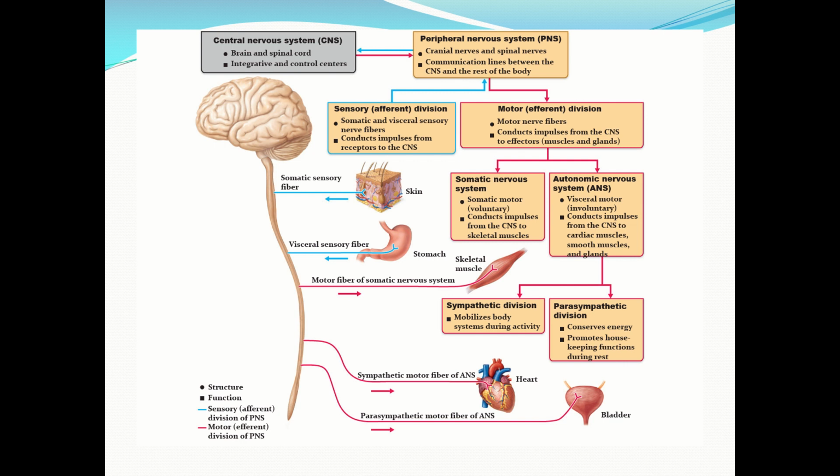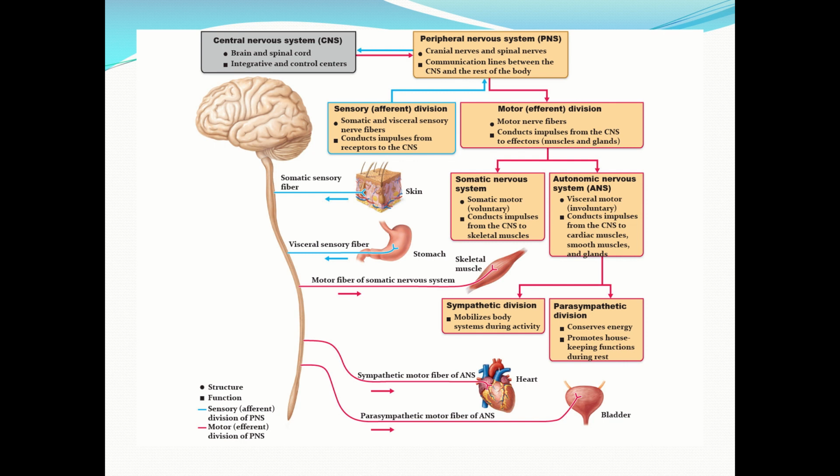The motor division of the peripheral nervous system contains motor nerve fibers that conduct impulses from the central nervous system to the effectors, which are muscles and glands. Motor is efferent, and I always remember E for exit. So it exits the central nervous system, carrying impulses to the muscles and glands.